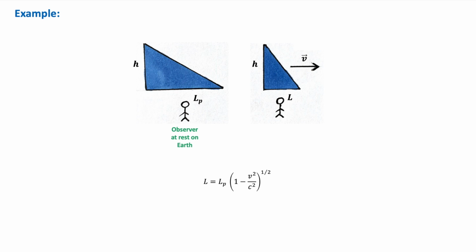So as an example, let's consider a triangle spaceship passing an observer at rest on Earth, okay, with a speed of 0.9 c. So before the triangle moved, it was at rest relative to the observer on Earth, and it had a height of h and a length of Lp, which is the proper length. Then while the spaceship is moving relative to the observer on Earth, he or she will see that the horizontal length of the spaceship is contracted to this length, okay? While the height of the triangle relative to this observer on Earth is unchanged because it is perpendicular to the direction of relative motion between the observer and the spaceship.